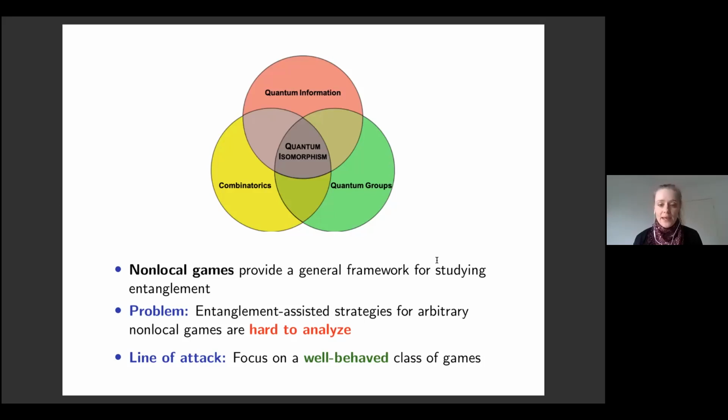Now, one way around this would be, instead of looking at a general non-local game, when you want to answer some question, you could look at some specific, better behaved class of games that does possess nice additional mathematical structure. And these quantum isomorphisms represent such a class of games.